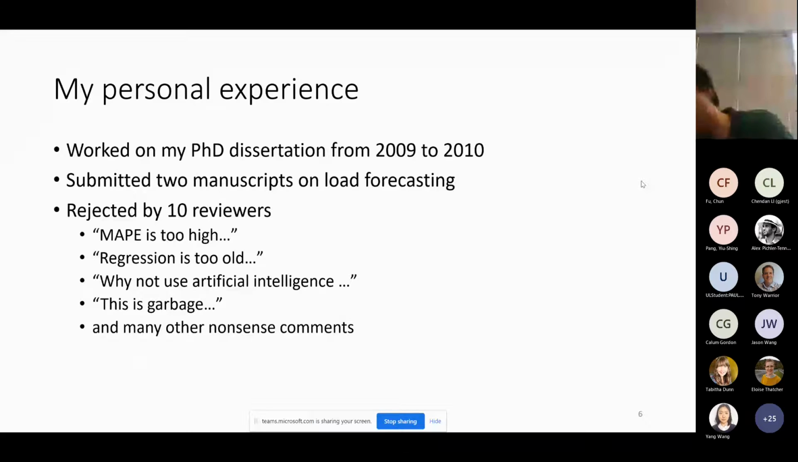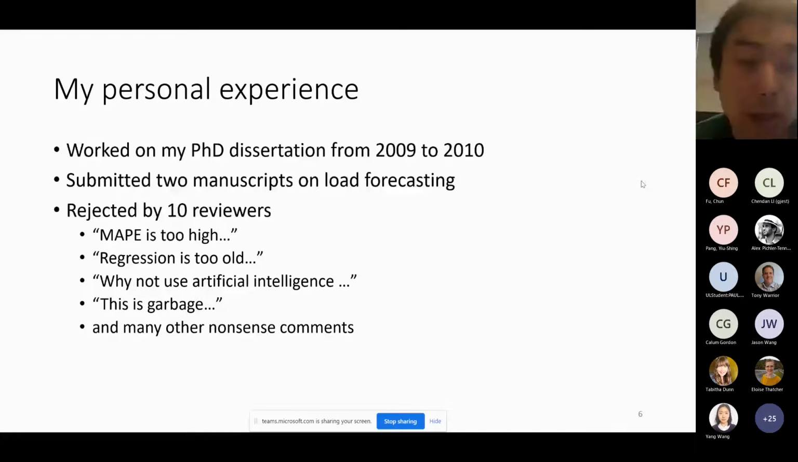I think I will share with you my personal experience. So I worked on my dissertation from 2009 to 2010. It actually took me only 2 years to finish my dissertation and graduate. And I submitted 2 manuscripts on load forecasting to top journals at the time. Both of them were from the core findings or outcomes of my doctoral dissertation.